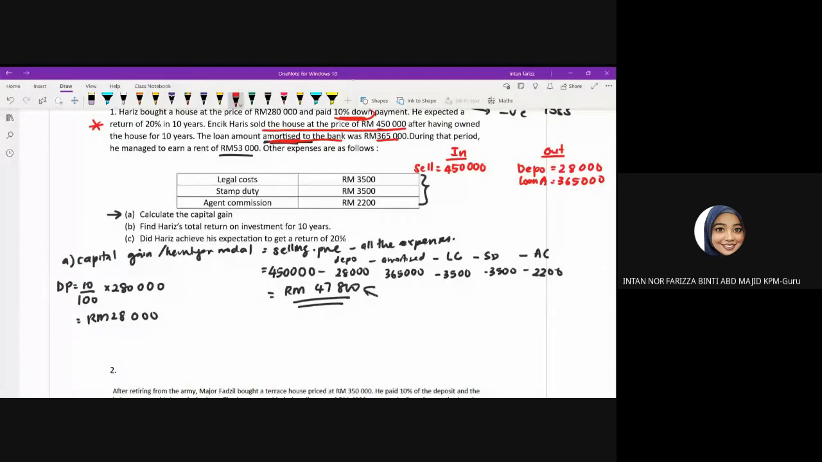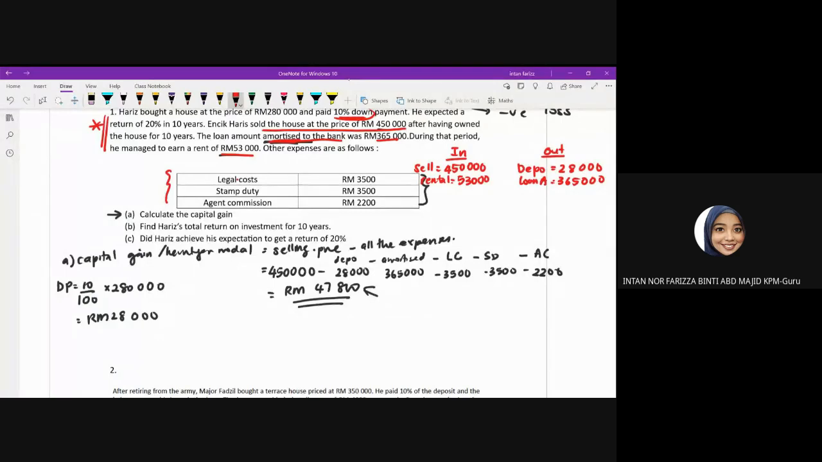Okay, next. During that 10 years period, he managed to earn rental of 53,000. That means dia sewakan rumah tu. Of course, maybe dia tak duduk rumah tu, dia sewakan rumah tu for 53,000. 53,000 is for that total 10 years tau. Okay, so this one rental, of course, I put under in. Why? Because this is the source of income for Haris. Okay, so next, any more expenses inside here? No more. Okay, but we have the expenses inside the table.